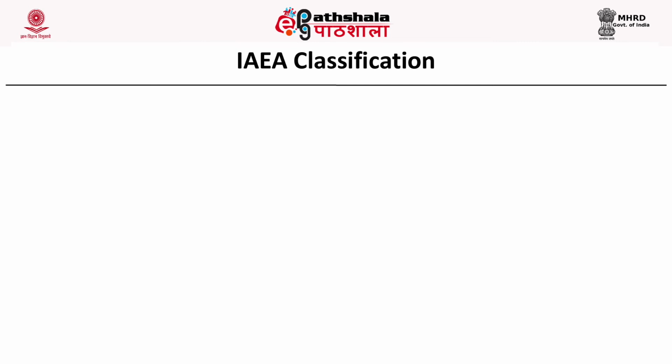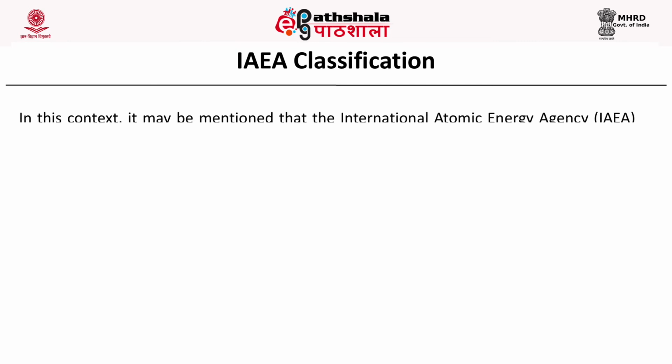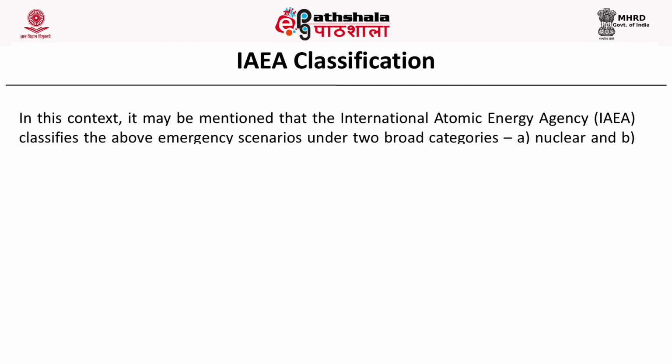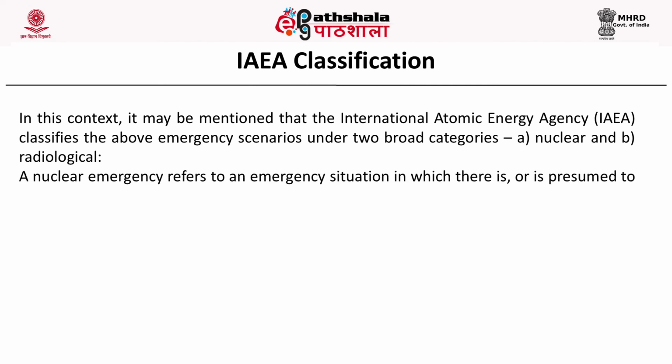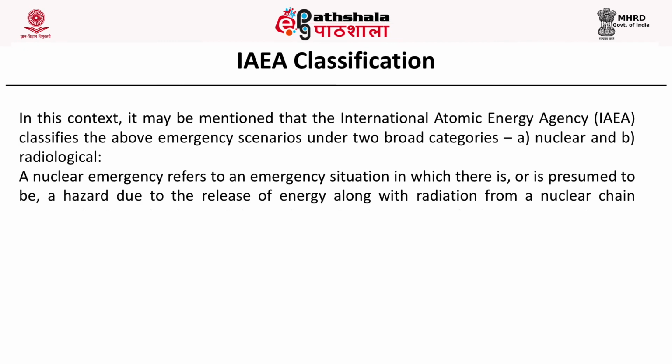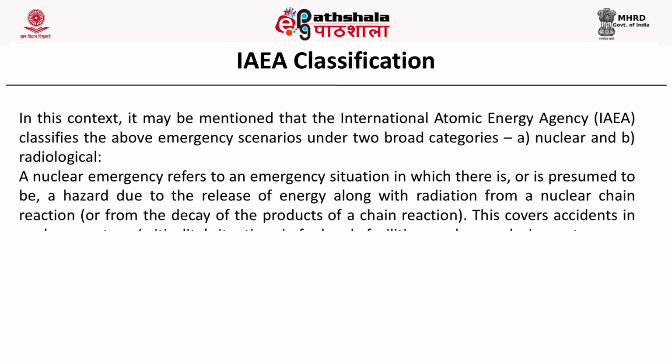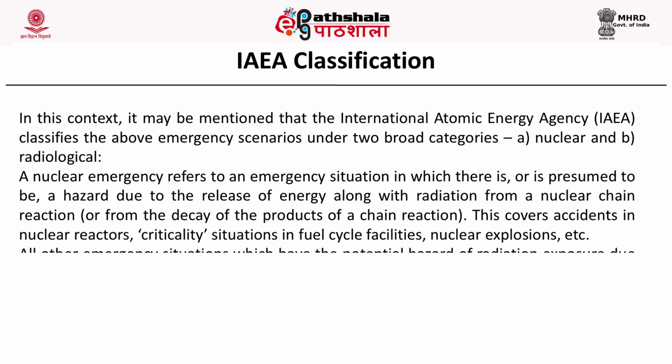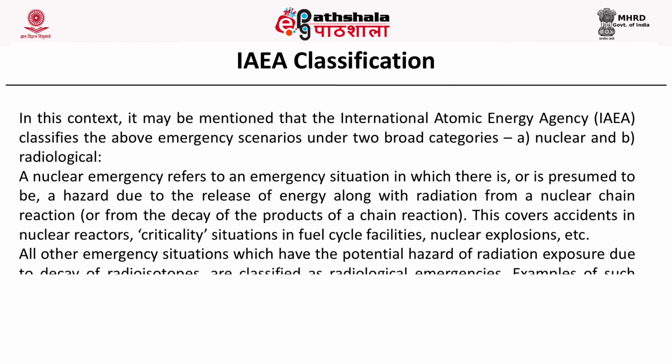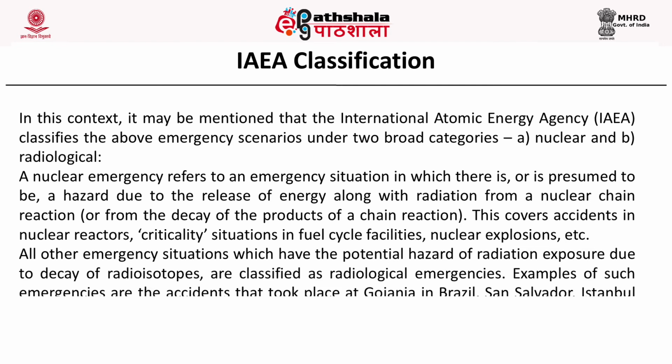So, a nuclear emergency refers to an emergency situation in which there is or is presumed to be a hazard due to the release of energy along with radiation from a nuclear chain reaction or from the decay of the products of a chain reaction. This covers accidents in nuclear reactors, criticality situations in fuel cycle facilities, nuclear explosions and so on. All other emergency situations which have the potential hazard of radiation exposure due to decay of radioisotopes are classified as radiological emergencies. Examples include accidents that took place in Brazil, San Salvador, Istanbul in Turkey, Panama, etc.